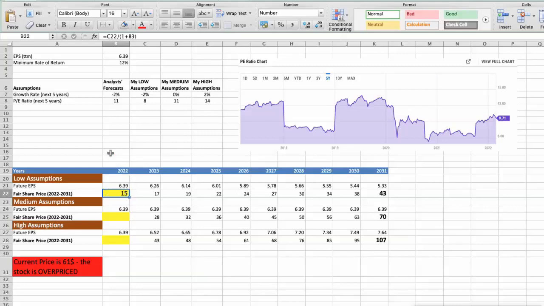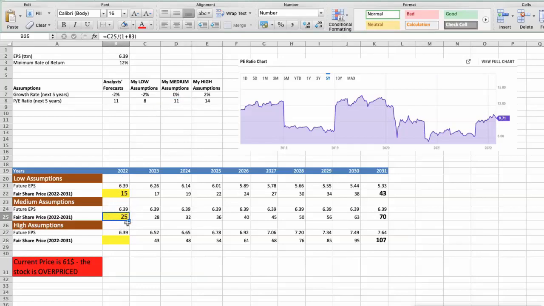Second scenario. Aflac will have average performance in next 5 years, and we will use the following parameters in our calculation. Future growth rate would be average, 0%. Future PE would be average, 11. In this case, the fair value of the stock today would be $25.